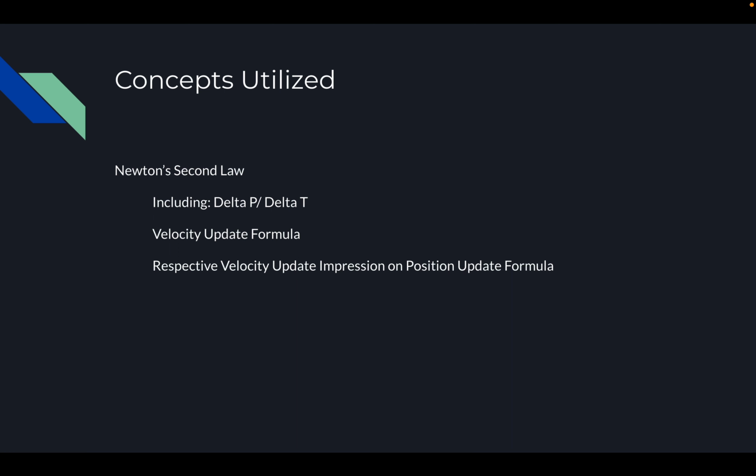The concepts utilized here, briefly touching on the formulas and ideas that we're tying into this lab. First, primarily Newton's second law, including delta P over delta T, the velocity update formula, which is v_f equals v_i plus F_net over m times delta t, and then using that velocity update in the position update formula.